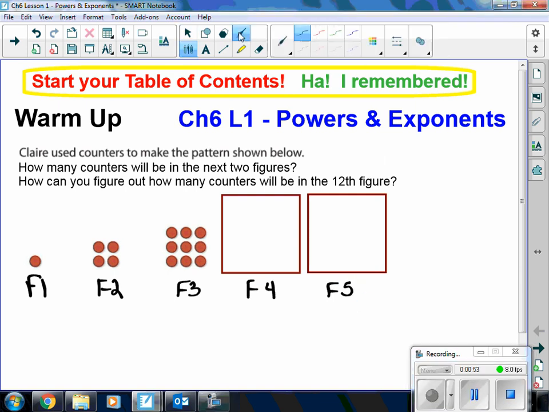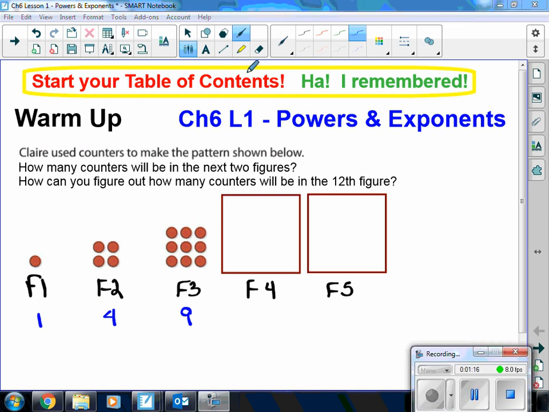How many counters do we have in the first figure? 1. How many in the second figure? 4. How about the third? 9. Okay, now if you look at those numbers, what kind of pattern do you notice?